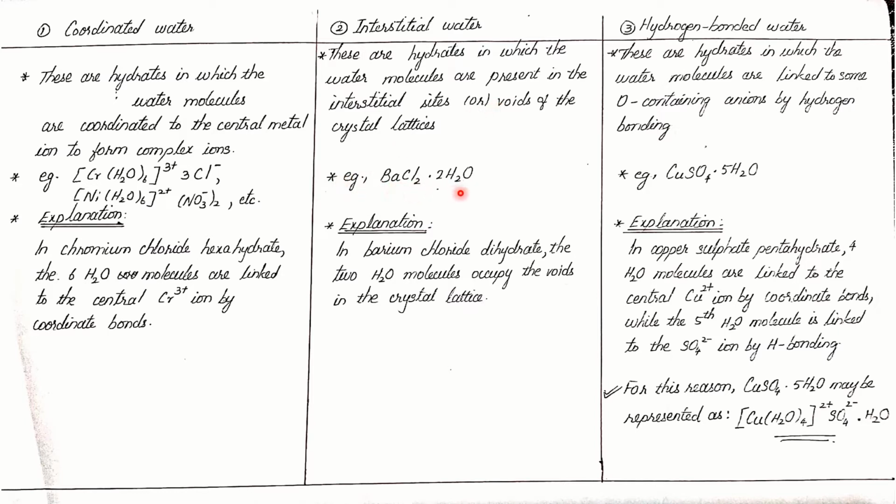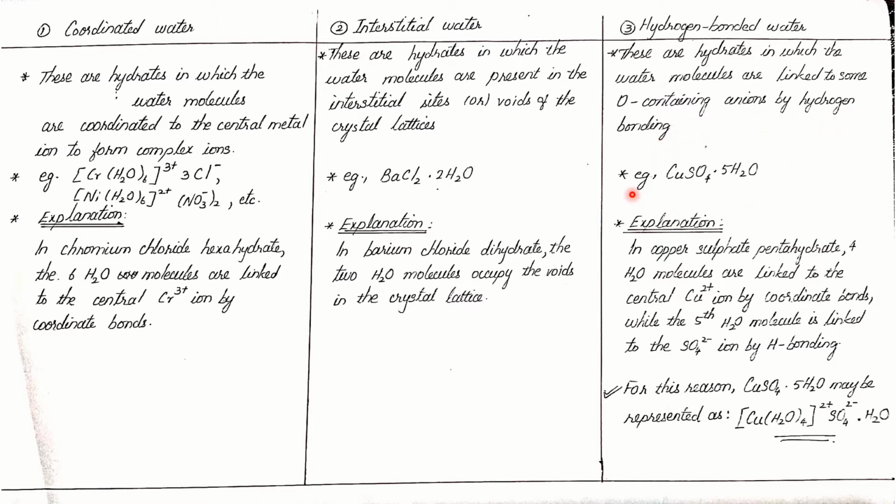In barium chloride dihydrate, where are these two water molecules present? Where do they occupy in the crystal structure of barium chloride? They occupy the vacant spaces which are present between the barium and chloride ions of the barium chloride crystal structure. Okay, so barium chloride dihydrate is an interstitial water hydrate. Okay, now we move on to the third category, which is hydrogen bonded water hydrates. These are hydrates in which the water molecules are linked to some oxygen containing anions by hydrogen bonding.